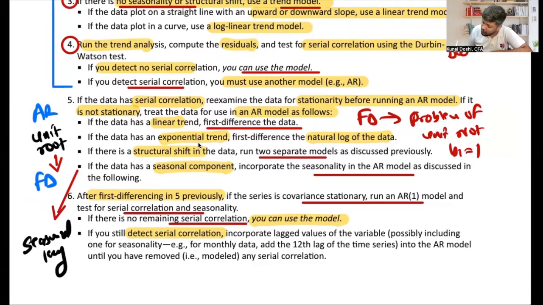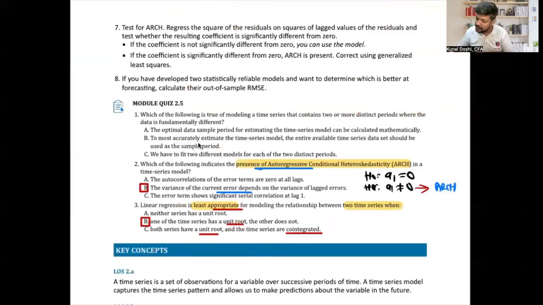So they are saying if no serial correlation remains, you can use the model. But if you still detect serial correlation, then there is a seasonal lag and the solution is to incorporate a lag value. So we use the quarter of the same period last year, or we use the month of the same period last year. So T plus 4 for quarterly or T plus 12 for monthly. That is what we add, correct?